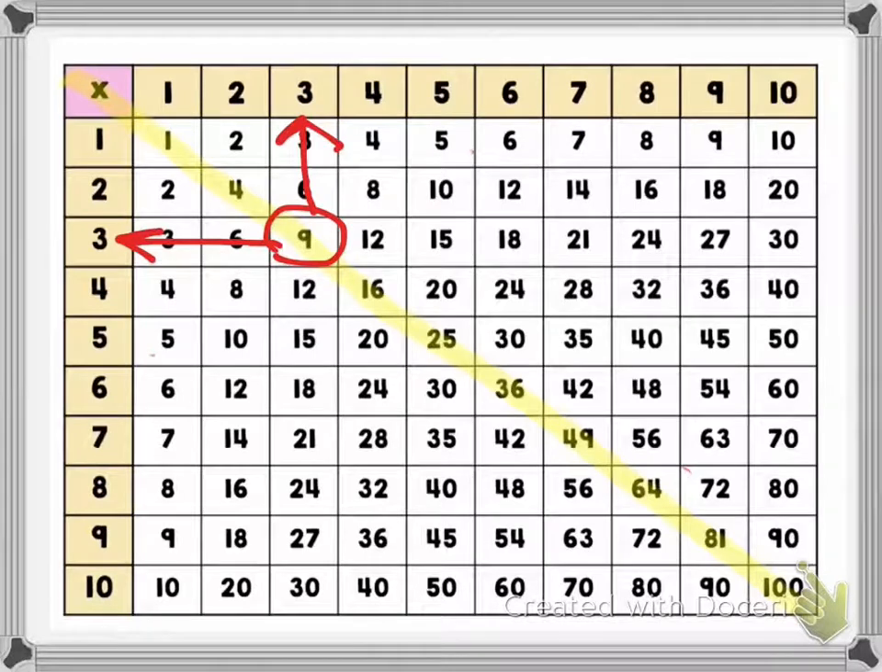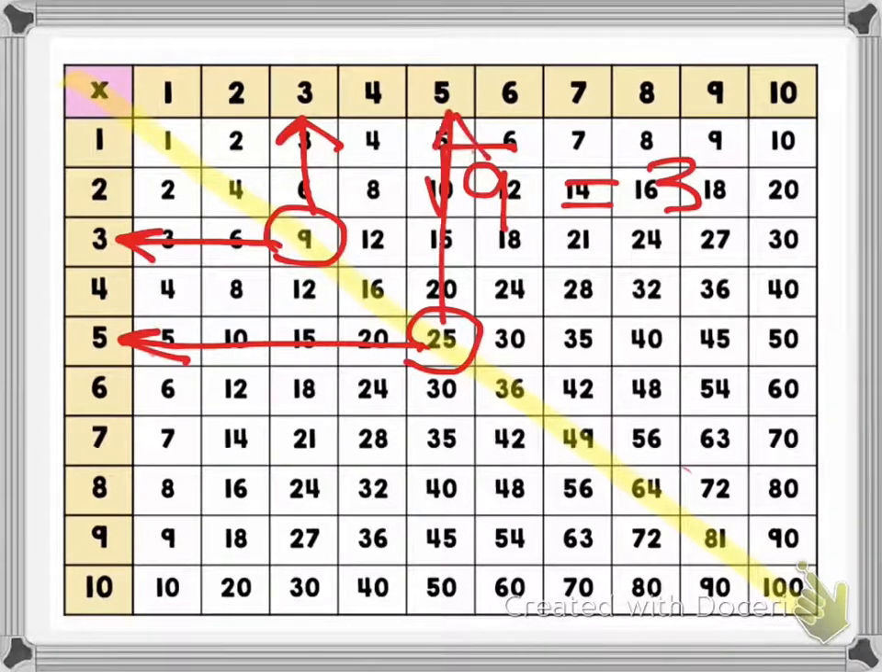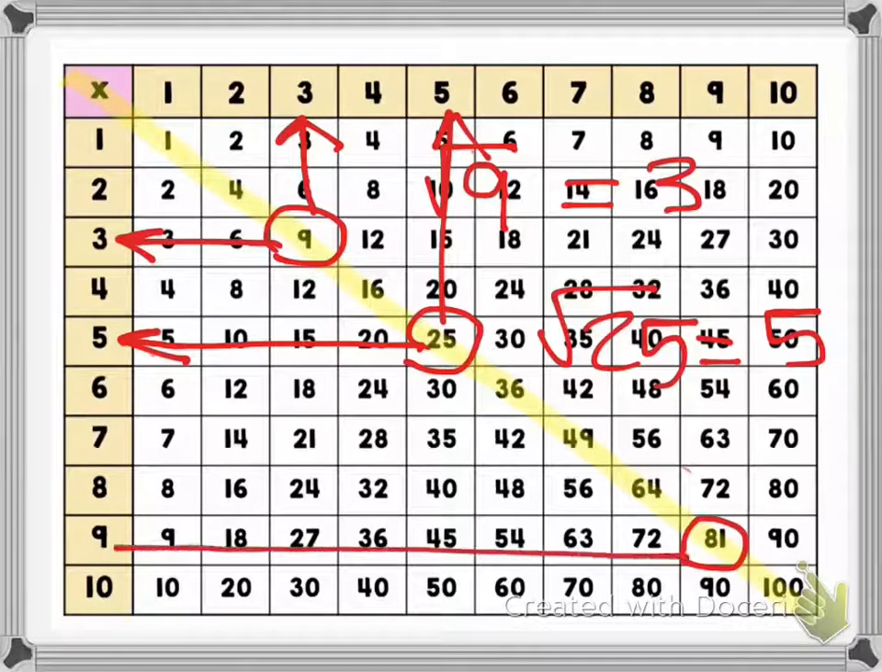3 times 3 is 9. So the square root of 9 equals 3. Look at 25. My factors of 25 are 5 and 5. So the square root of 25 would equal 5. If I look at 81, my factors of 81, 9 times 9. So what would the square root of 81 equal?